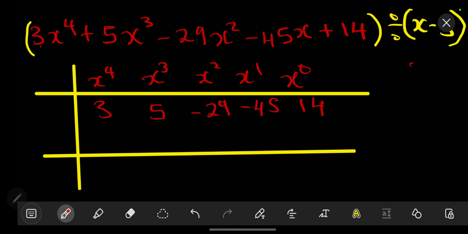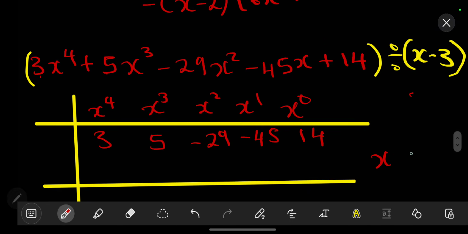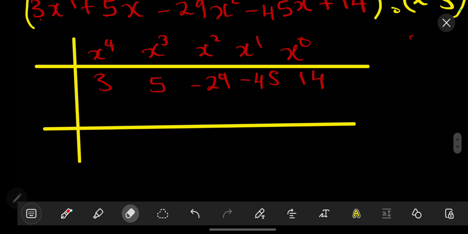Get the one dividing. So we have our x minus 3 equated to 0. So your x is equal to 3 if you take it that side. So we are going to put our 3 here. Then what you are going to do is drop the 3. So here we are multiplying, so multiply, add. So we are going to have a 3 here. So 3 times 3, this will give us a 9.